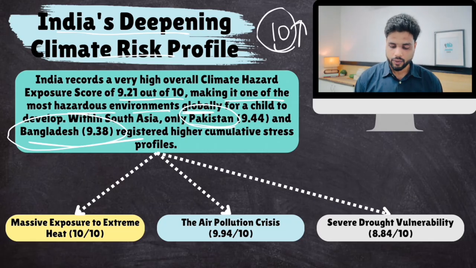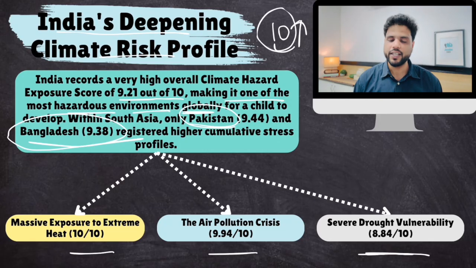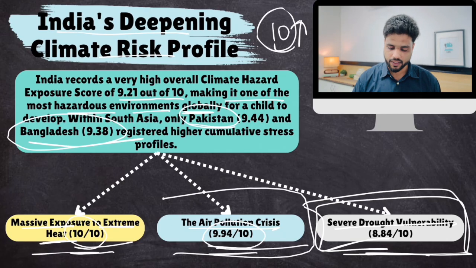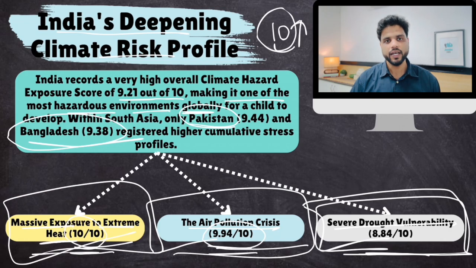Now, these are the 3 biggest challenges for children. Massive exposure to extreme heat, 10 out of 10. Air pollution crisis, 9.94, a very bad, high score. Severe drought vulnerability. So for India, these are the 3 most dangerous things for children. For India, the dangerous trio is this. Clear?